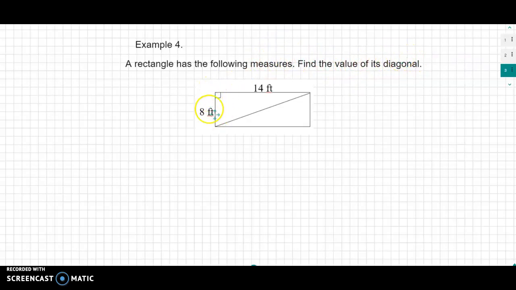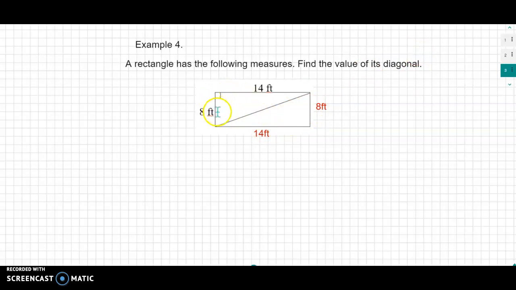All right, so here we have a rectangle. These sides are the same, so for example, if this is 8 feet, here we have the same unit, that will be 8 feet also. And the bottom side, the base of this rectangle, will be the same as this side, so it will be 14 feet also. And we need to find the missing side here. We need to find the diagonal.